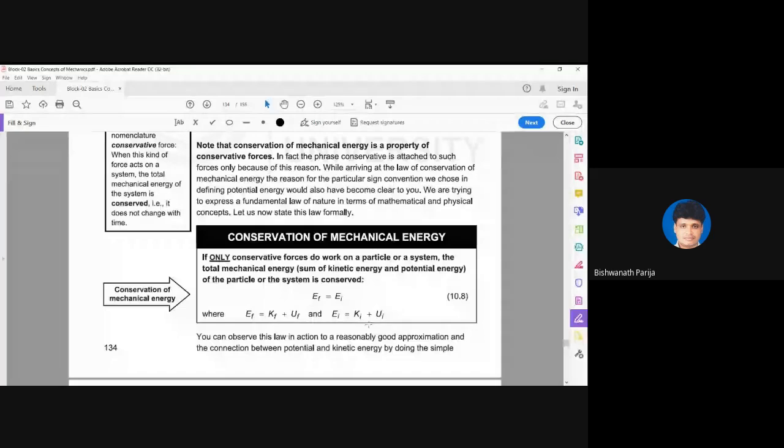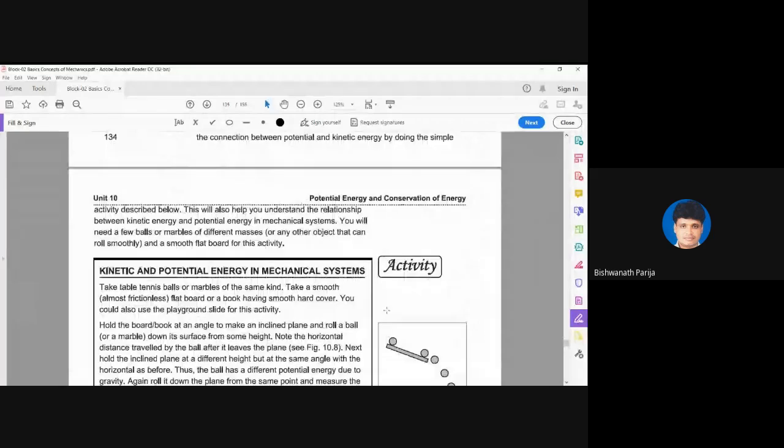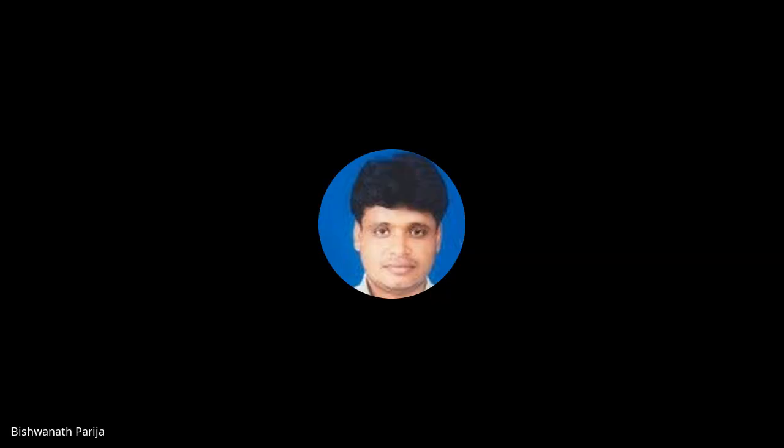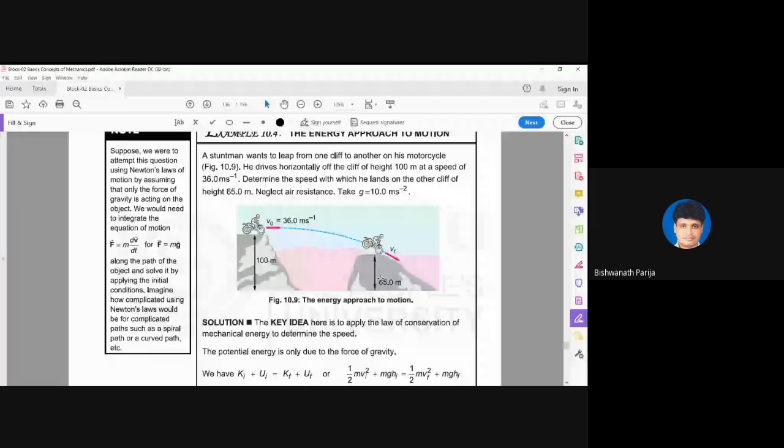Here are some examples. Here the initial velocity is V naught, the final velocity is Vf, and the height is given. How much is the final velocity? Initial kinetic energy is half m V naught square, initial potential energy is m g h, which is 100. Final kinetic energy is half m Vf square, final potential energy is m g h, which is 65.